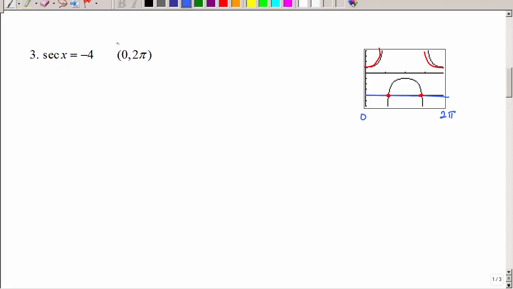That's not going to help me. I would have x equals the inverse secant of -4. That is not in my unit circle. I would have to get out a calculator. Oops, I don't have an inverse secant button.